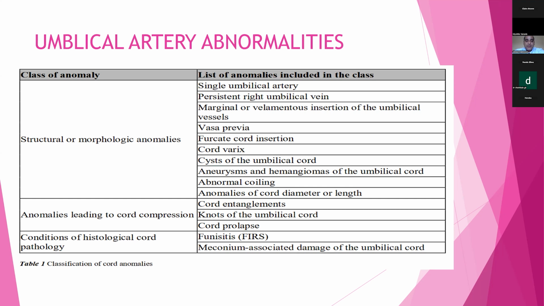Regarding the anomalies leading to cord compression, these include cord entanglement, knots in the umbilical cord, and cord prolapse, and conditions of histological cord pathology like funisitis in case of chorioamnionitis and meconium-associated damage of the umbilical cord.